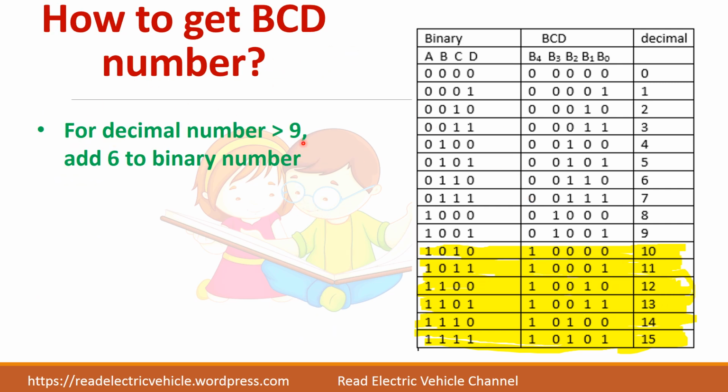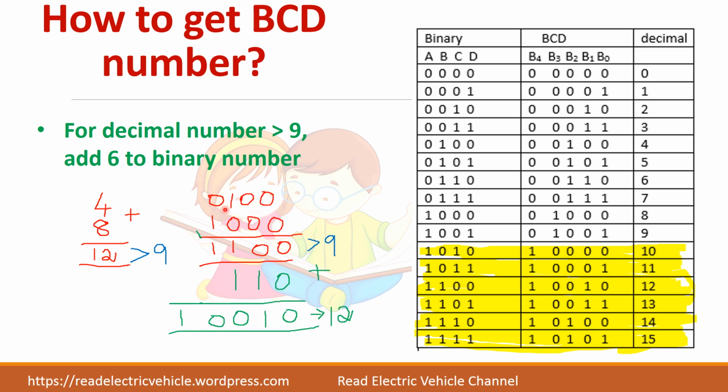For a decimal number greater than 9, you have to add 6 to the binary number to get the BCD number. For example, you take two decimal numbers, 4 plus 8. It will give you 12, which is greater than 9. Now what do we have to do? You have to add 6 to this. Let us write the binary equivalent for this one. For 4, it is 0100. For 8, it is 1000. So, if you add, you will get 12. This is the binary equivalent.